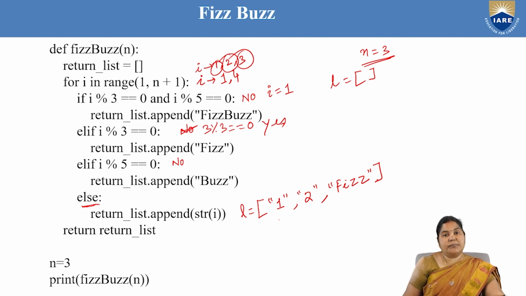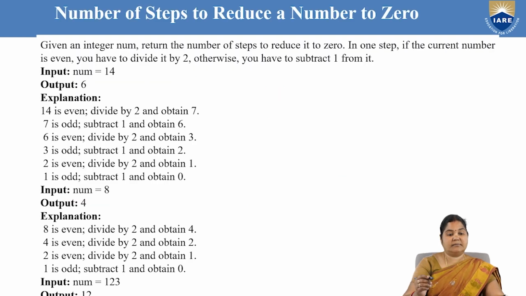Okay. Now let us move on to the next problem. The next problem is number of steps to reduce a number to 0. Given an integer num, return the number of steps to reduce it to 0. In one step, if the current number is even, then you have to divide it by 2. Otherwise, you have to subtract 1 from it.